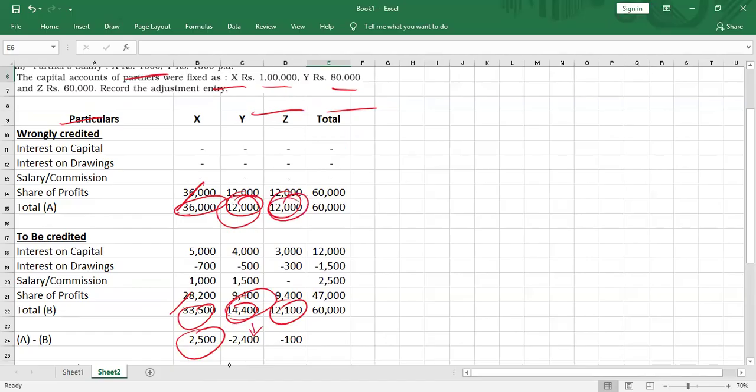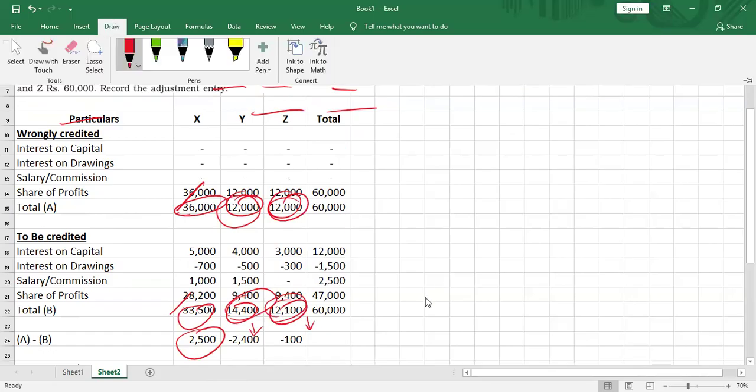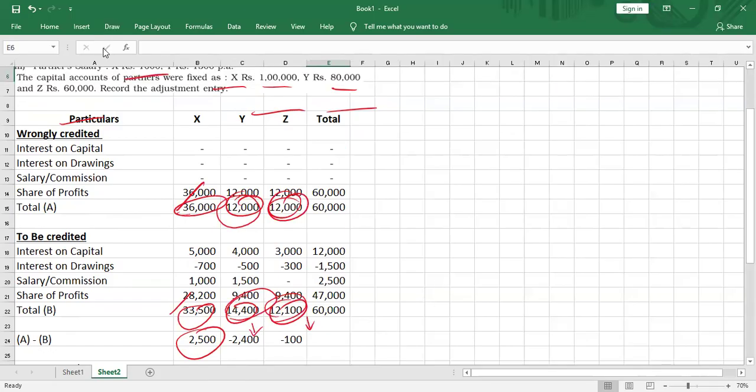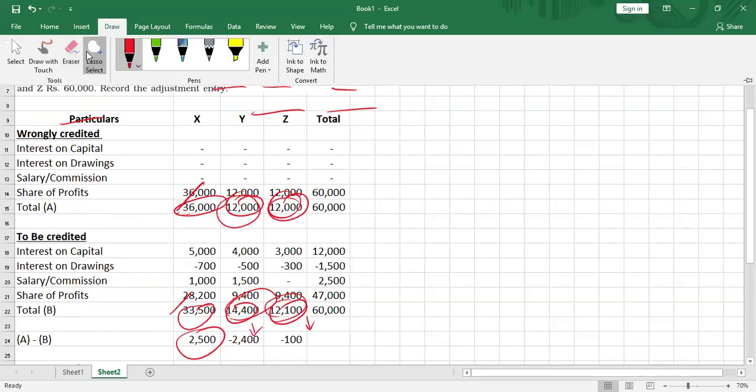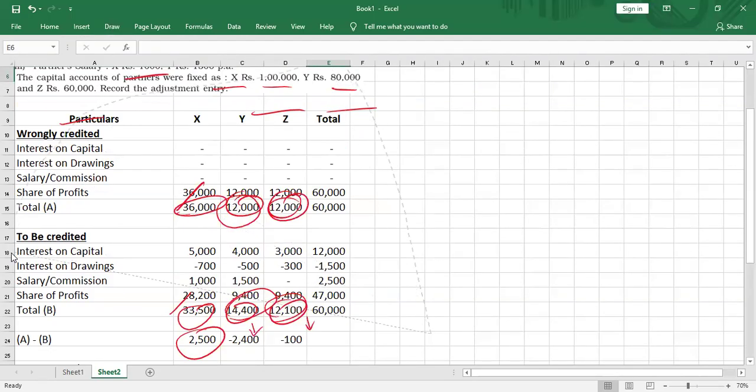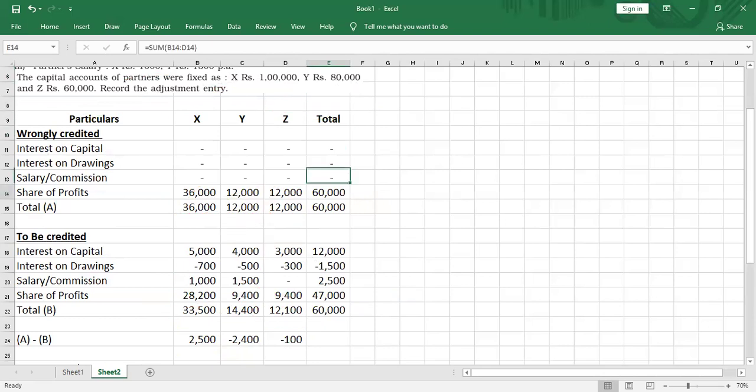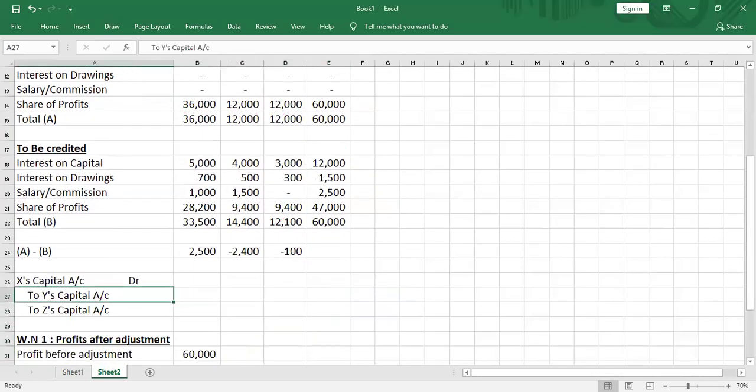Z was wrongly credited with 12,000. He's supposed to be credited with 12,100. So he's been credited short by 100 rupees. So we need to credit Y and Z with 2,400 and 100, and debit X with 2,500 because he has been credited more. So my adjustment entry in this question will be X account debit 2,500, Y 2,400.